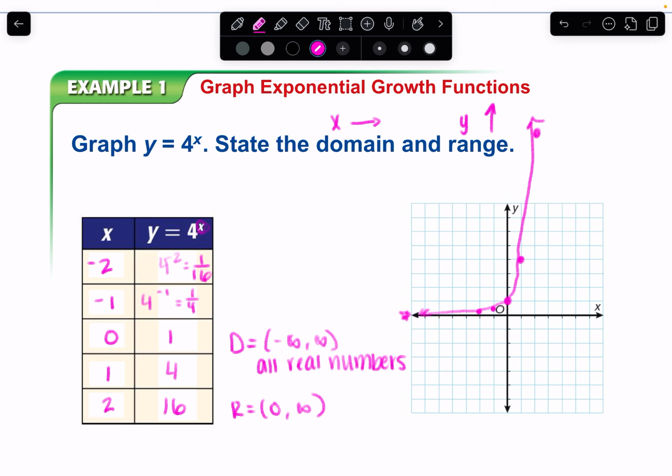So that would be like all positive numbers. Whenever some of you learned how to write this, you may have learned it as y is greater than 0, which would be another way that you could potentially write that. So for example 1, your answer is your graph, and then your domain and range. So that's kind of what a normal exponential graph looks like.